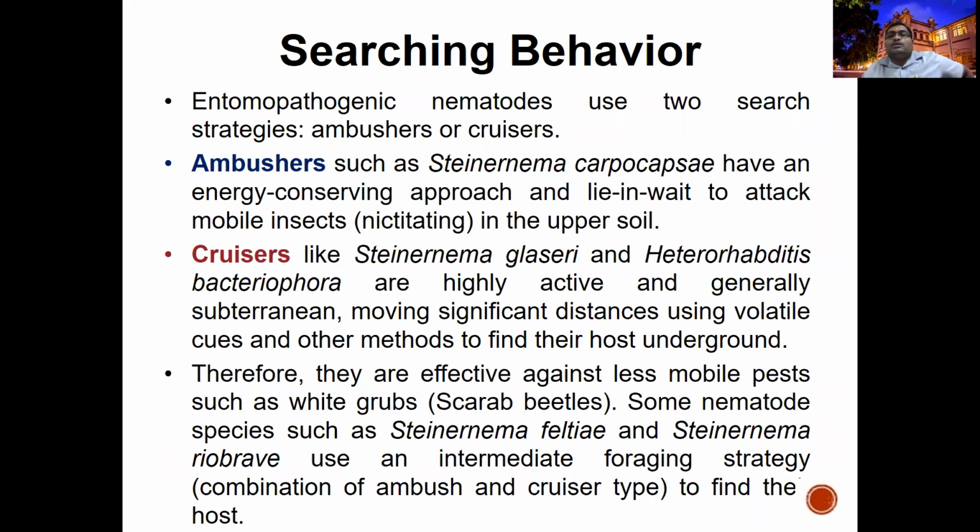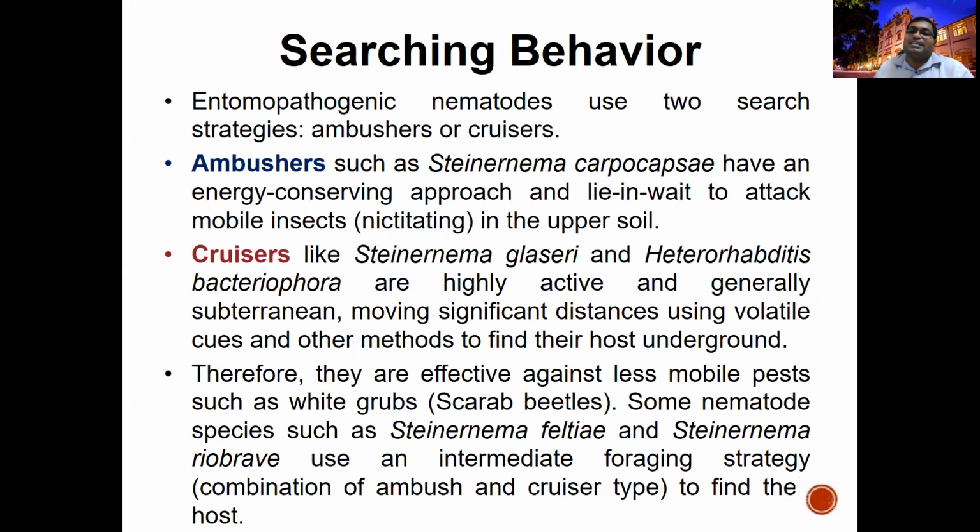So you can now study the searching behavior of the nematodes. I already explained that last semester too. Entomopathogenic nematodes use two searching strategies. One we call ambush, the other we call cruise. There are two strategies, ambush or cruise.